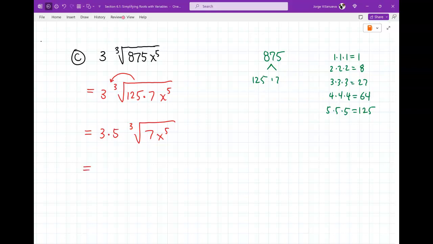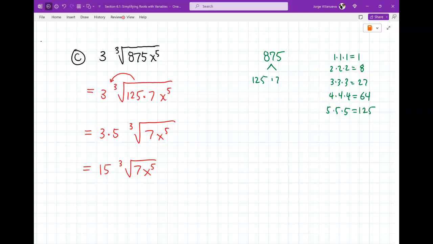So that's 15 cubed root of 7x to the 5th. Now let me take care of the letter. How many x's are in there? 5 of them. How many do I need in order to take them out? I need 3, right? I need 3 at a time. So if I take 3 away from the x to the 5th, how many are left?